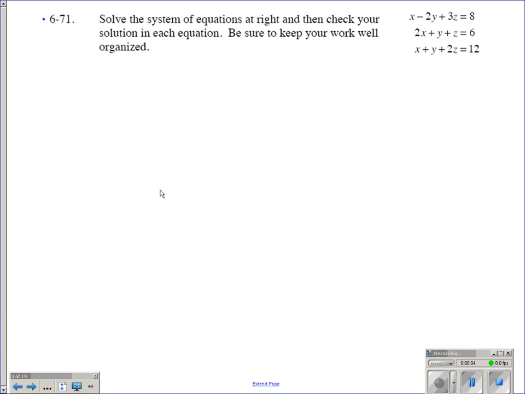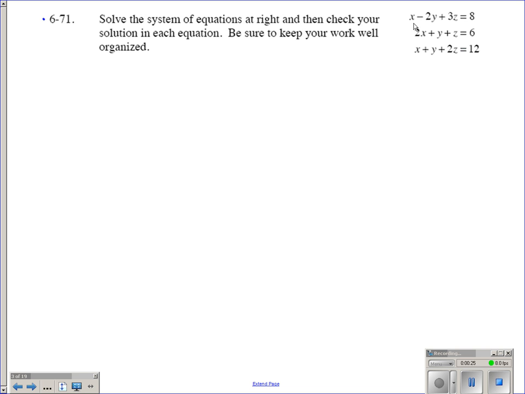Problem 6-71. Solve the system of equations at right, and then check your solution in each equation. Be sure to keep your work well organized. That's very important with these because there's a lot of work involved, and it's very easy to get something mixed up and plug something into the wrong equations.